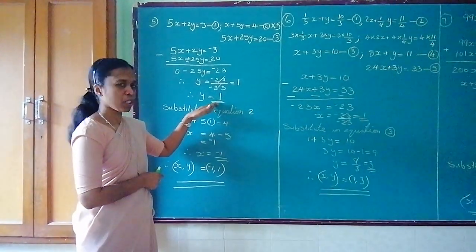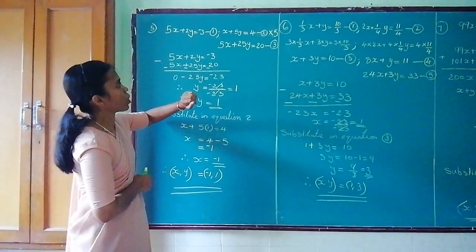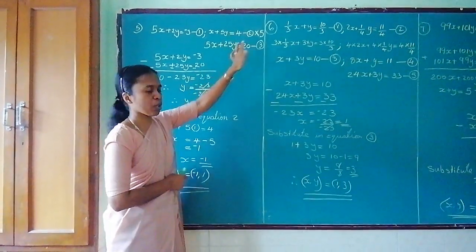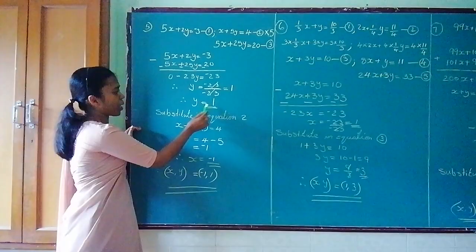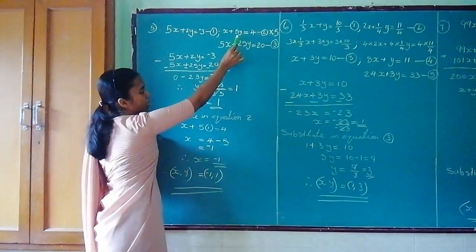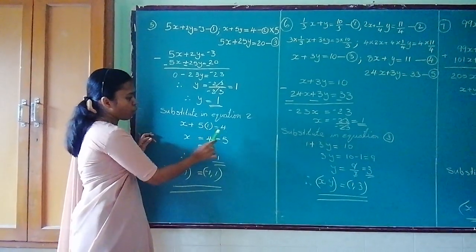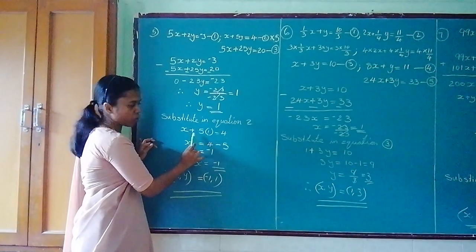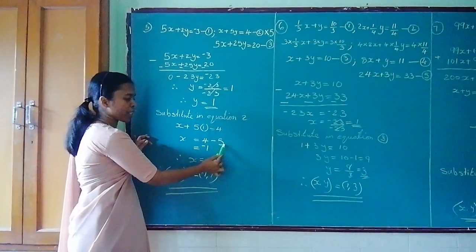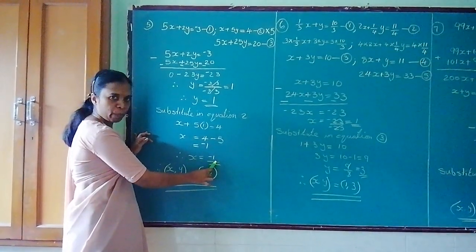Once you get y = 1, substitute it in equation 2. What is your equation 2? This was your equation 2: x + 5y = 4. So when you substitute the value of y = 1, you get x + 5 into 1 = 4. Where x = 4, this is plus, so which moves to the other side of the equation, you get minus. So 4 minus 5, that is equal to -1. Therefore x = -1.